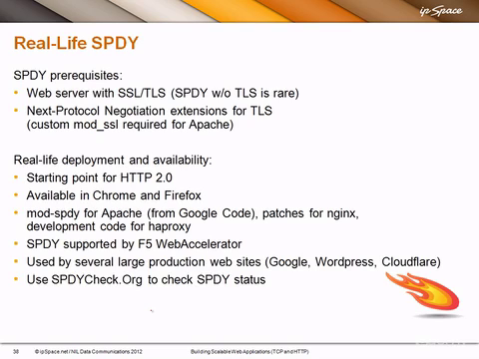And Speedy is now available in shipping Chrome and Firefox browsers. There is mod_speedy for Apache. You can download it from Google Code and install it in your Apache web server. There are patches for Nginx. There is some development code for HAProxy, the high availability proxy for Linux. It's supported by F5 Web Accelerator, so F5 already has Speedy running. And it's used by some really large websites like Google, WordPress, and Cloudflare.